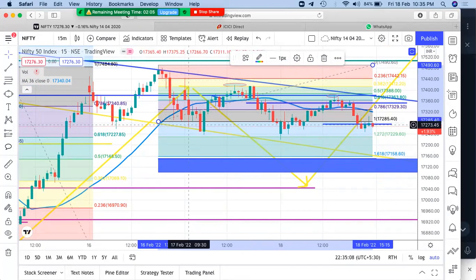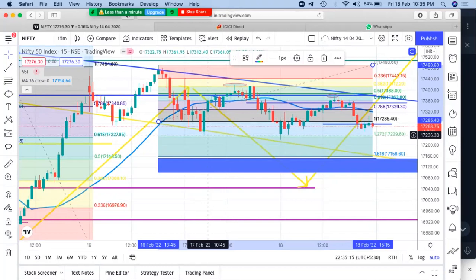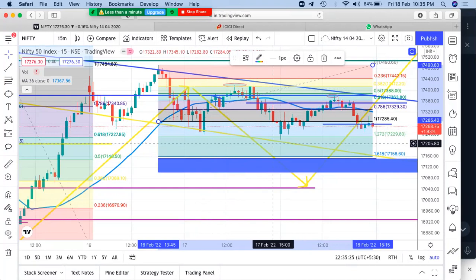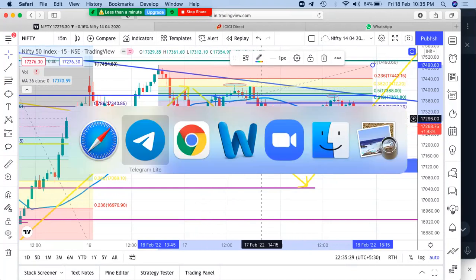The market did come down from here. It tried to go up also. And then when it was nearer to this level, I exited. So this was the first exit that was done. And after that, it went up, and then when it was coming down, this was the next move. Before this, when it was going down, I had taken this second trade.